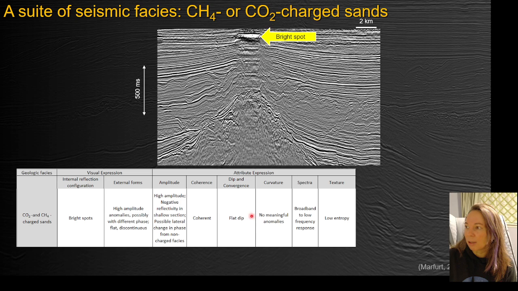It would be coherent. In this case, you have a flat dip because it's related to gas. Curvature, we tend to not see these fluid effects in curvature. Spectra, it would be broadband to a low frequency response. Oftentimes the higher frequencies are attenuated a bit, so it might be on the lower frequency side, and a very low entropy.